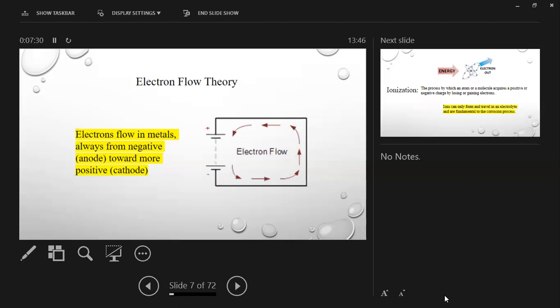And anything I've highlighted in yellow is a key point to understand in understanding corrosion. Electrons flow in metal, and they flow from negative to more positive. Okay.